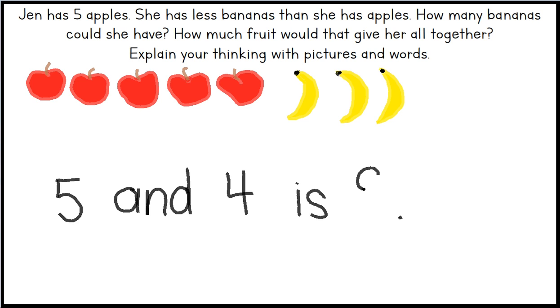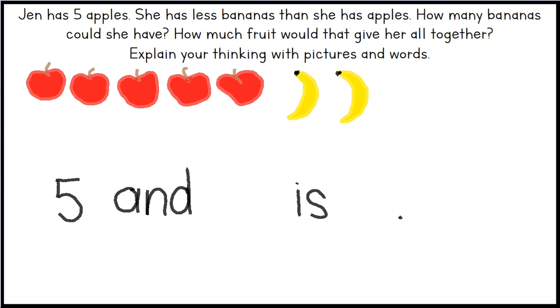We would have 8. And I guess I would need to change this number 4 to a 3. So 5 and 4 is 9, and 5 and 3 is 8. All right, and if I keep taking away a banana, again, I'm showing you the different answers you could have had to solve this problem.